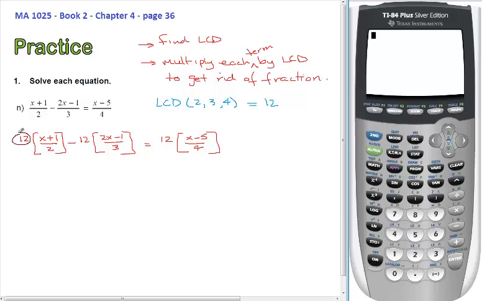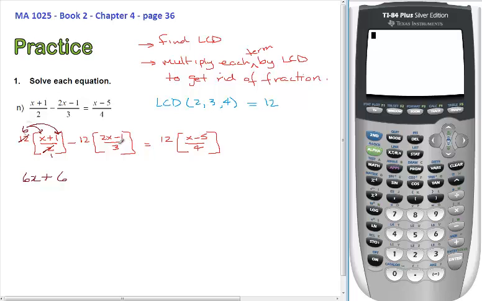Because now I have 12 here and a 2 here, and that's multiplied, so I can cancel. 2 goes into 2 once, 2 goes into 12 6 times. Then you're just left with 6 times x, distributive property, and 6 times 1. So see, the first term, the fraction is gone, and I have 6x plus 6.